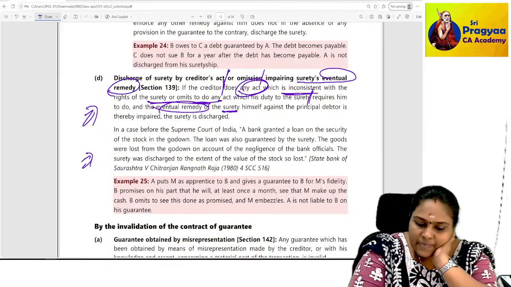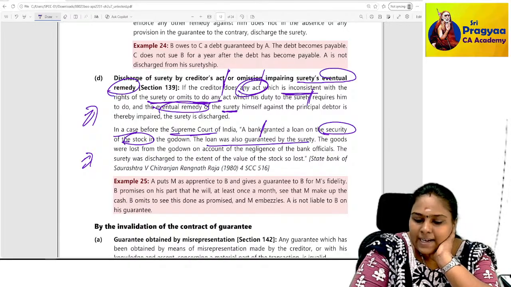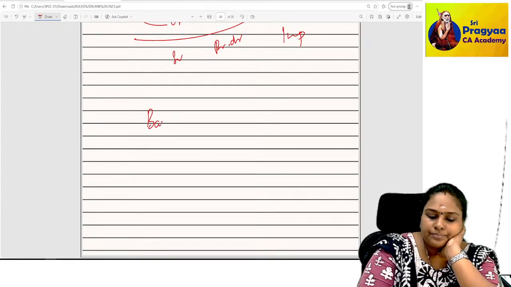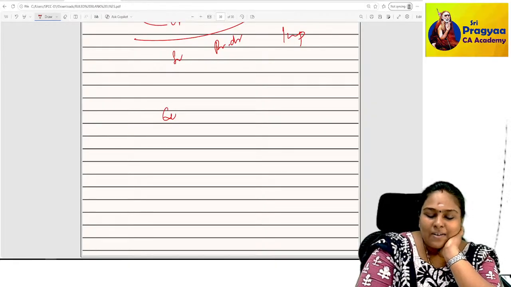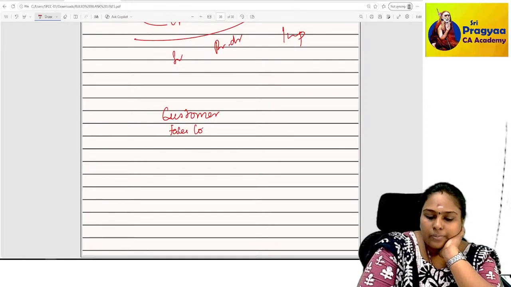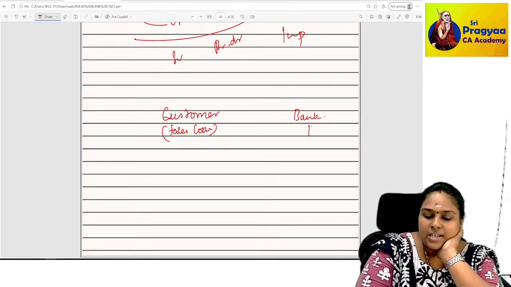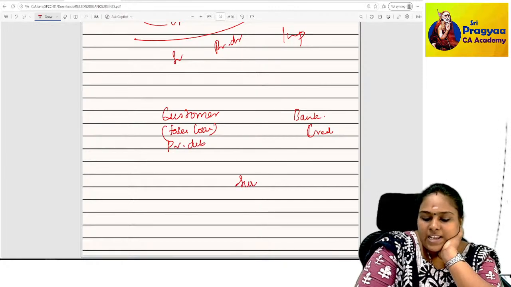So in a case before the Supreme Court of India, a bank granted a loan on the security of the stock in the godown. The loan was also guaranteed by a surety. Now, who are the three people who are involved? One bank, Supreme Court. ஒரு நியாயம் வேணாமாடா அப்படின்ற மாதிரி இருக்கு. First one is the customer, அதாவது the person who takes loan, customer taking loan, and then the second party is the banker who is the creditor. This person is the principal debtor, and then there's a surety that is involved.